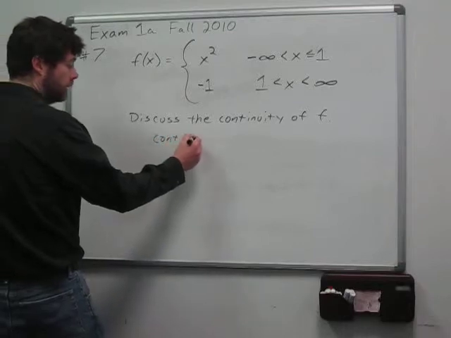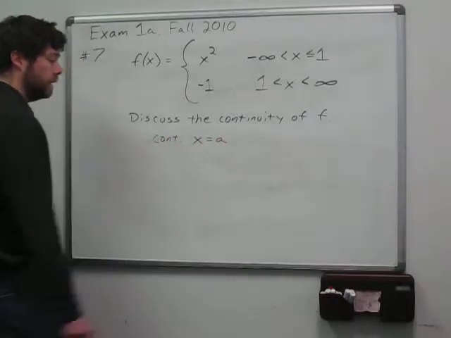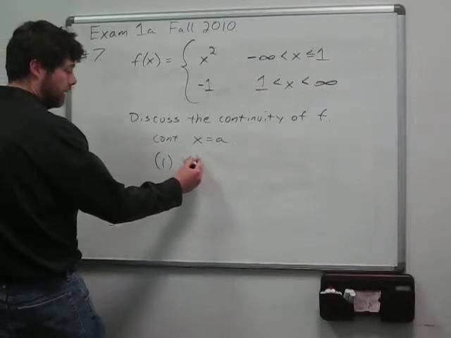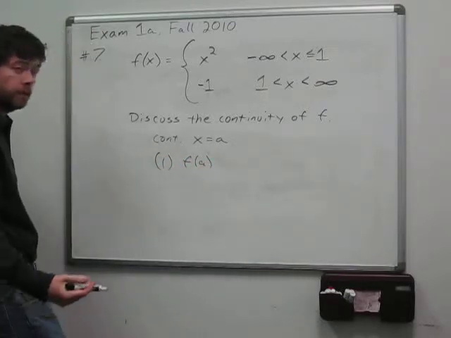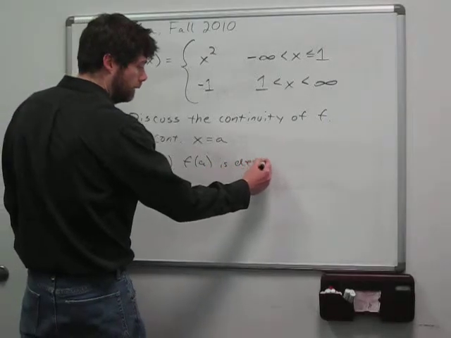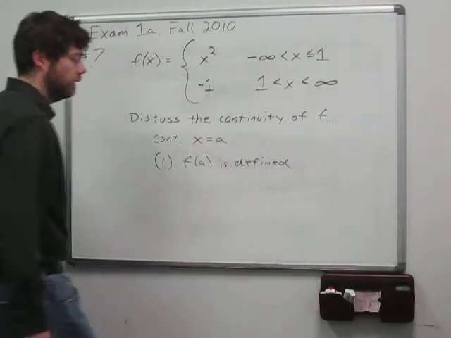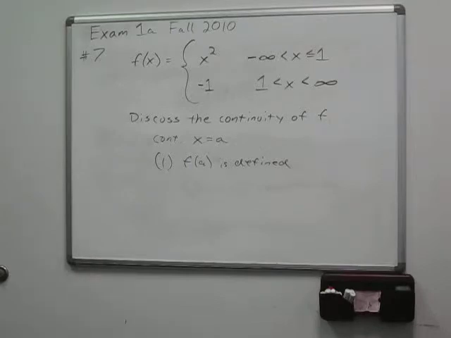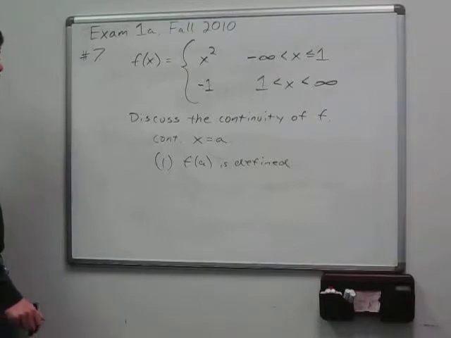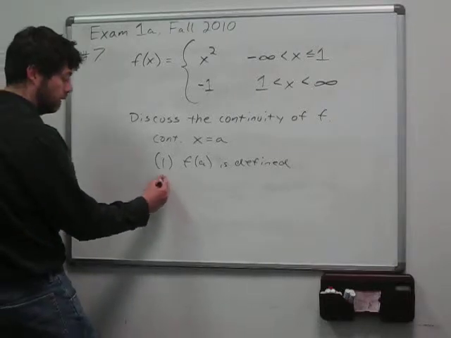And so our function is continuous at some given x value if the first requirement is that the function is defined at that x value. Certainly if we're going to draw a graph through some point, there's got to be a point there to start with. So we require that the function have some value when x is a.